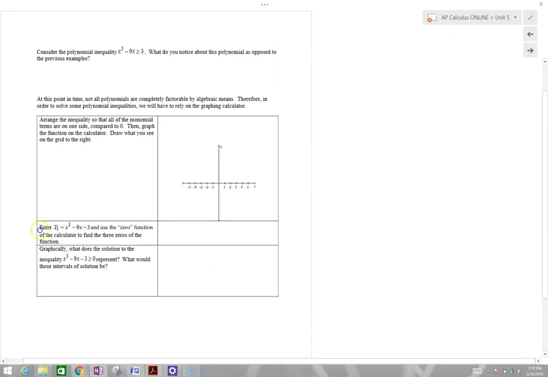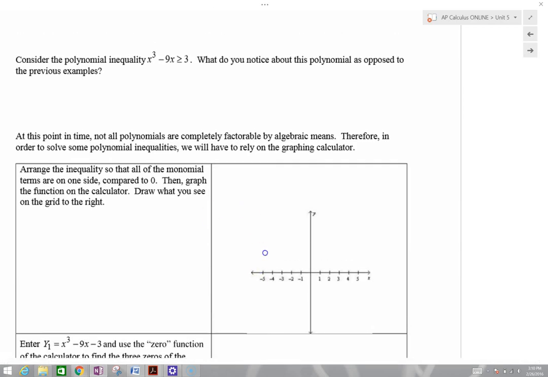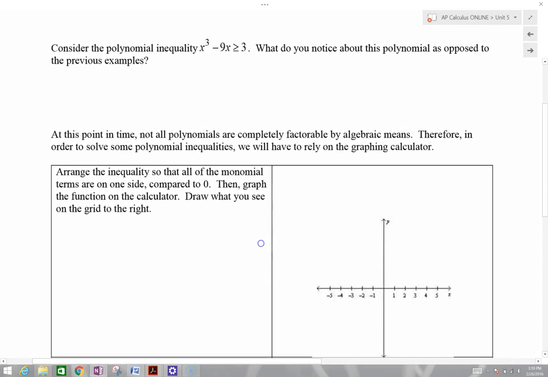So if we consider this one right here, what I notice is that this is not equal to 0. We're not comparing the function, seeing if it's above or below the x-axis. We're trying to see if it's above or below the line y equals 3. This function is not being compared to 0.